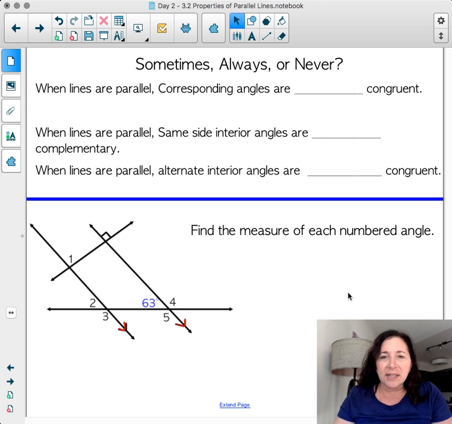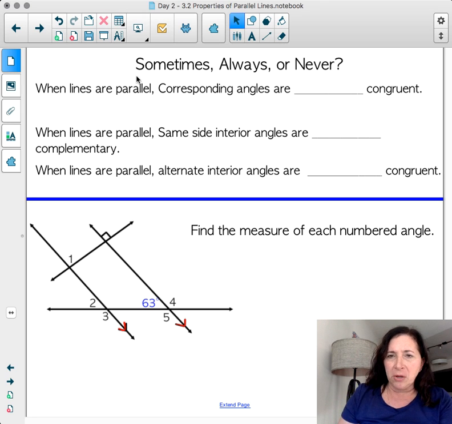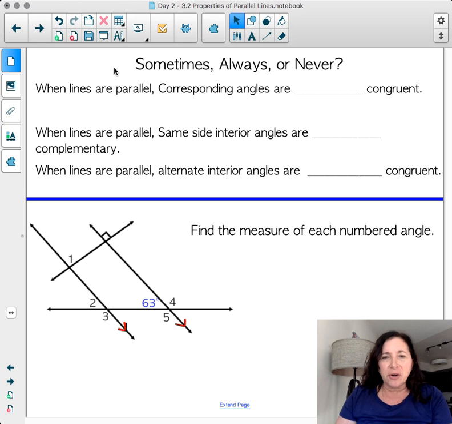Hi everyone, today's lesson is on properties of parallel lines. So let's start with three review questions.